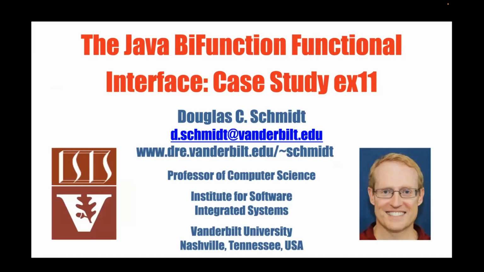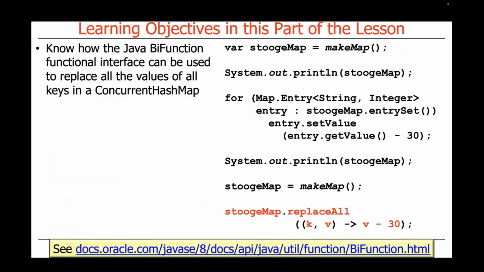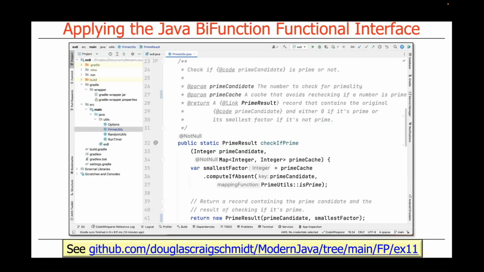So now that I've walked through the BiFunction functional interface and talked about some of its capabilities, let's take a closer look at that case study ex11. This will demonstrate how you can use the BiFunction to replace the value of a bunch of keys in a concurrent hash map. You can replace all the values of all the keys in a concurrent hash map in one fell swoop, atomically. And as always, you can find this code in the ex11 project in my FP folder in my modern Java GitHub repository.